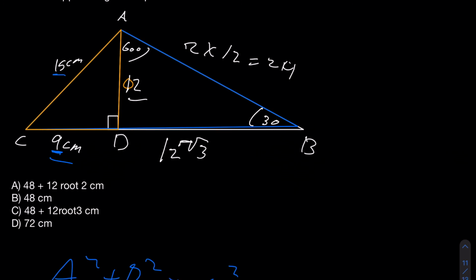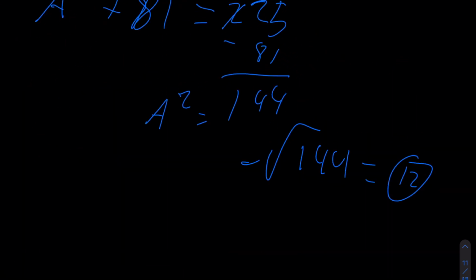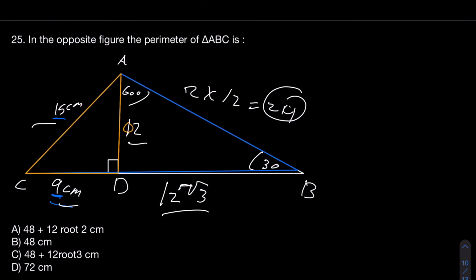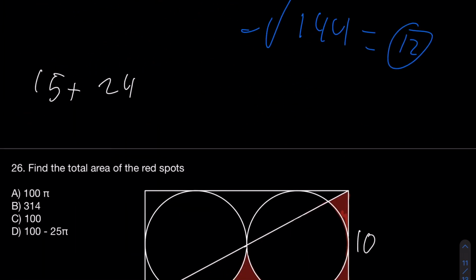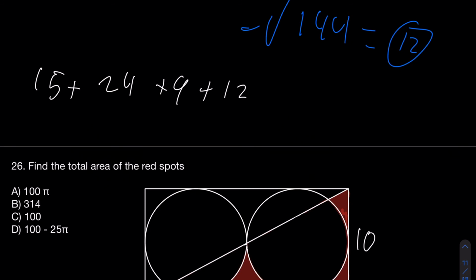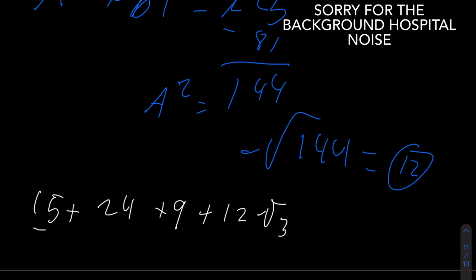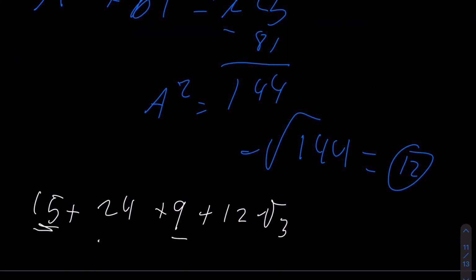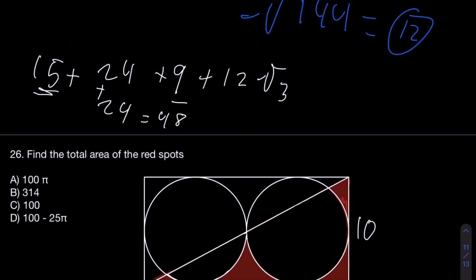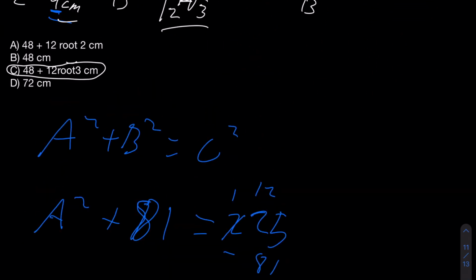Now that's not what the question is asking for. It's asking us to add all of these together so that we get the perimeter. So you have 15 plus 24 plus 24 plus 9 plus 12 root 3. Now you start with the easiest numbers first. 15 plus 9 is just 24. 24 plus 24 is 48. And 48 plus 12 root 3, because those are the last numbers we have, is just 48 plus 12 root 3.